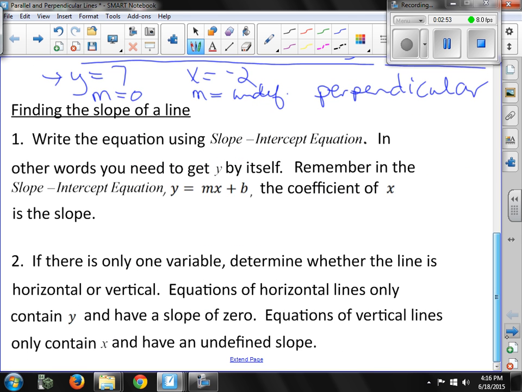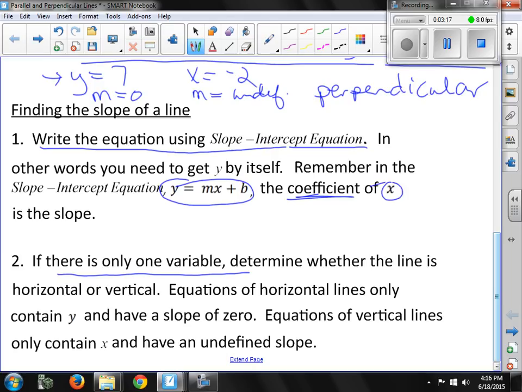They're perpendicular lines. Now, we want to find the slope of a line. The first thing we're going to do is write the equation in slope-intercept form. This means y equals mx plus b. As always, the coefficient in front of the x is going to be the slope. A little bit extra with that: if there's only one variable, figure out if it's horizontal or vertical. Equations of horizontal lines contain the y and our slope is 0. And the equations of vertical lines only have an x and have an undefined slope.